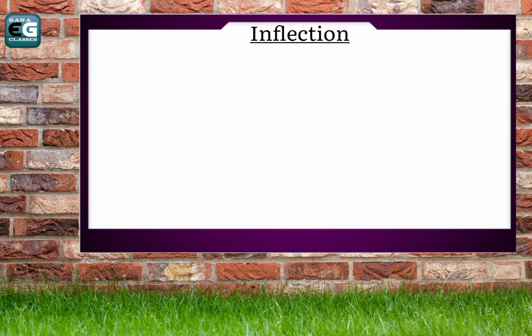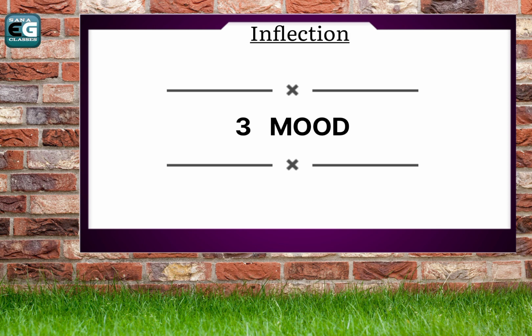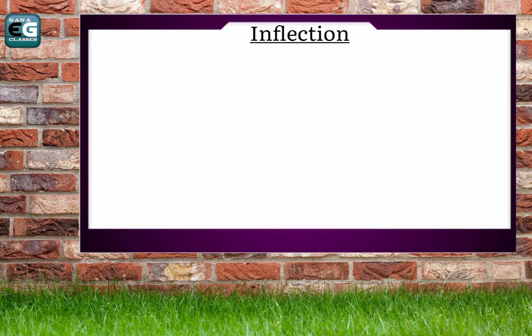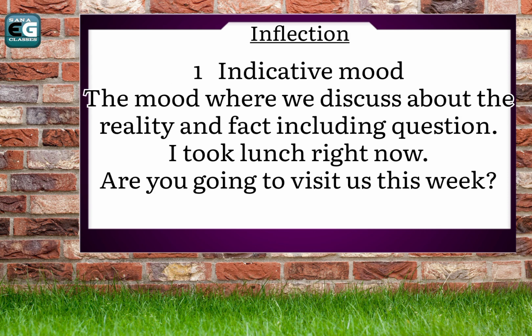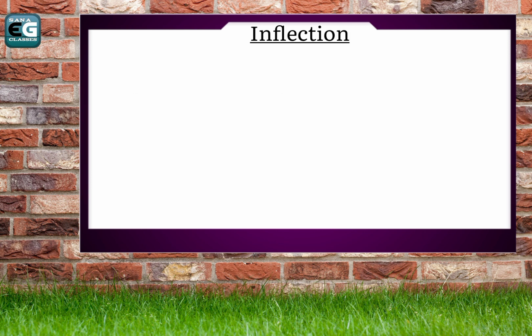Now let's move to the third section of the conjugation, mood. And there are three types of mood: indicative mood, subjunctive mood, and the imperative mood. First, the indicative mood, the mood where we discuss about the reality and fact, including a question. For instance, I took lunch right now. Are you going to visit us this week?